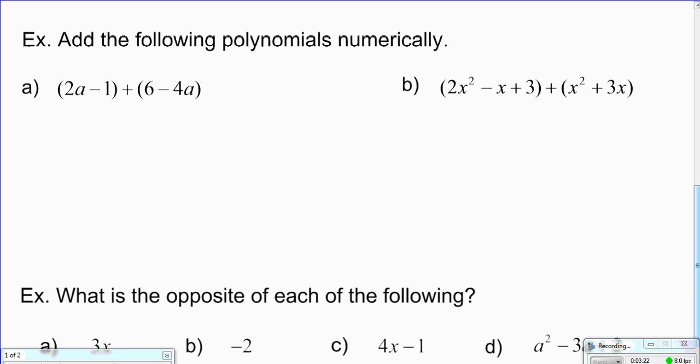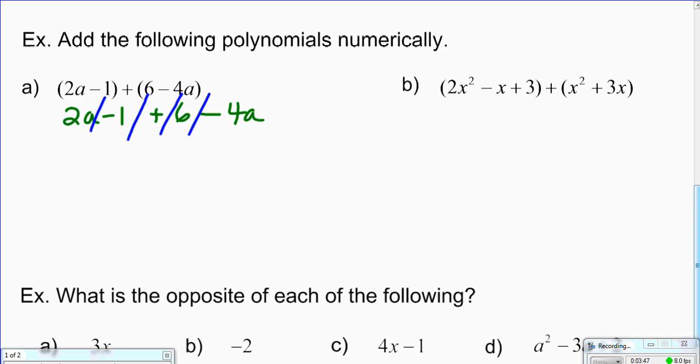So we're going to do the same thing again. We're going to add these polynomials. So we have 2a minus 1 in one pile and 6 minus 4a, and we're just going to put them all together by adding them up. So we can drop the brackets. There's no reason for the brackets in these examples other than just for you to get used to seeing brackets.